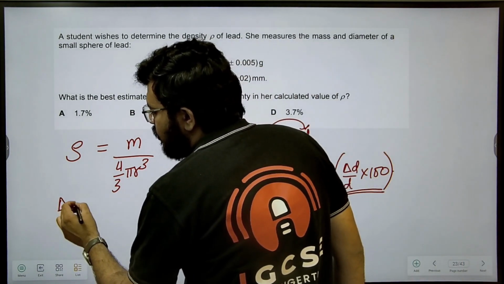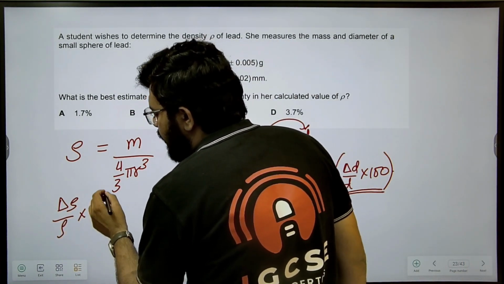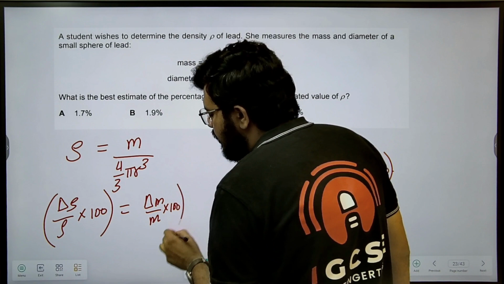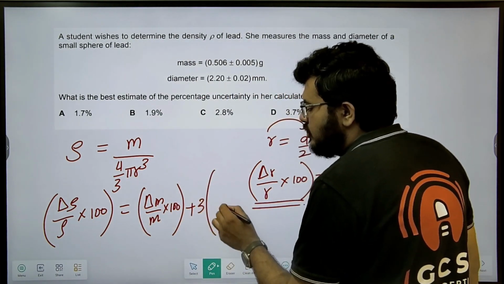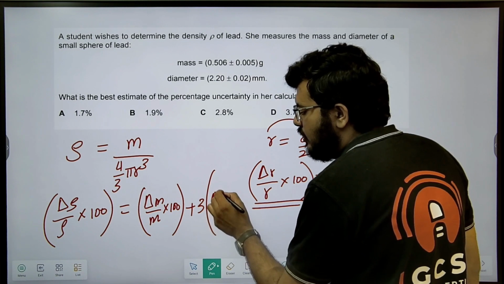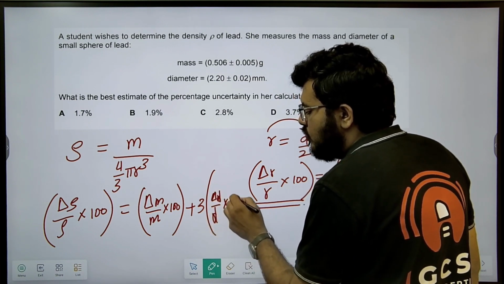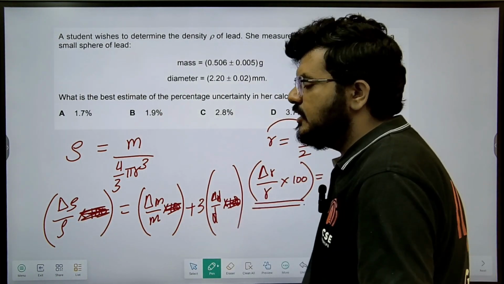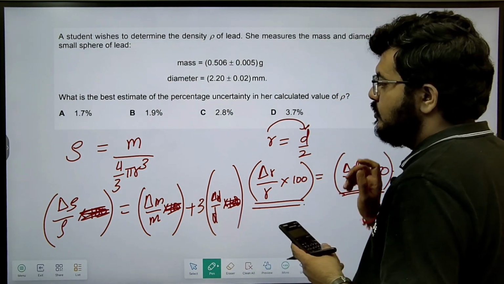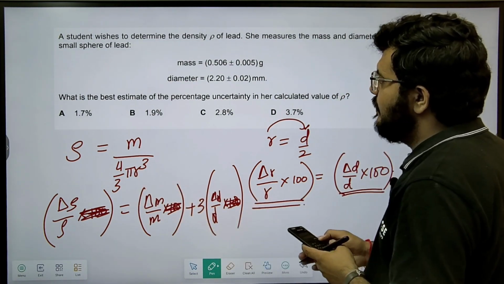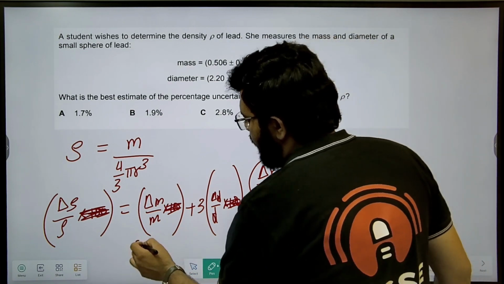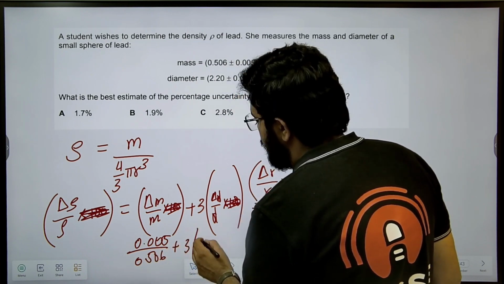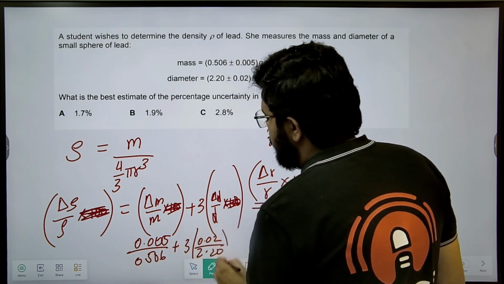So I'll say delta rho by rho into 100 is equal to delta m by m into 100 plus 3 times, because the power is 3, delta d by d into 100. You can remove 100 altogether from all sides because it is percentage and 100 is common and cancelled. So delta rho by rho is delta m by m plus 3 delta d by d. I'll input the values as well: 0.05 upon 0.506 plus 3 times of 0.02 upon 2.20.